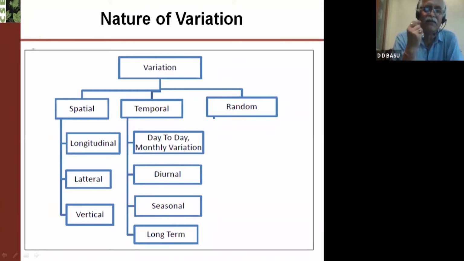And the temporal variations are day-to-day variations and monthly variations. Diurnal means within a day there is a variation. It happens when inversion takes place. Seasonal variation is very predominant in India, because in summer the pollution observed is very low, whereas in winter it is intense. And in winter also, within a day there is variation: in the morning there is very high air pollution, during the daytime it is lower, and in the afternoon and night it again comes to very high pollution.